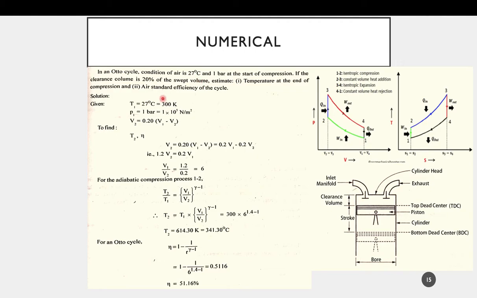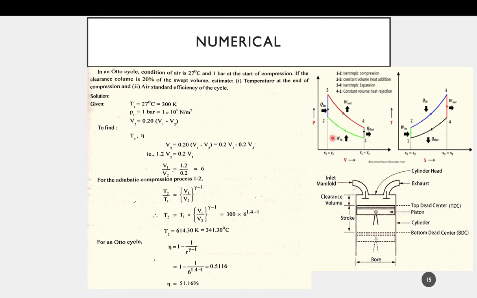So the given condition is temperature T1 is 27 degrees Celsius. So plus 273, that is 300 Kelvin. Kelvin is the standard unit of temperature. Then pressure is given as 1 bar. So 1 bar is 1 into 10 raised to 5 Newton per meter square. Newton per meter square is the standard unit of pressure. Now, the clearance volume is given as 20% of the swept volume. So you have to know what the clearance volume is.